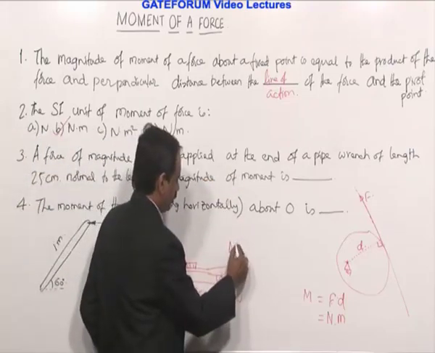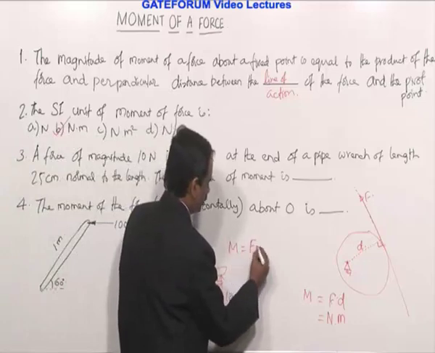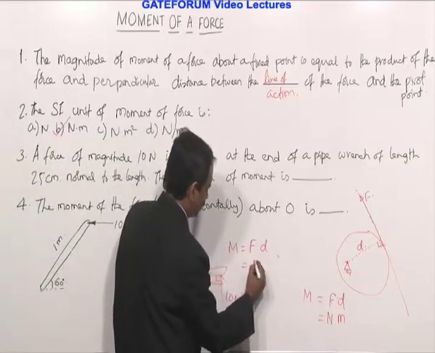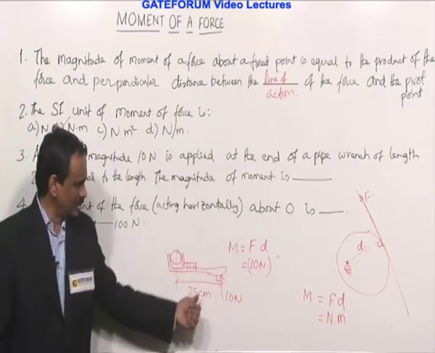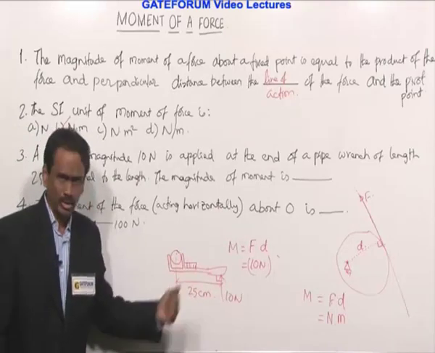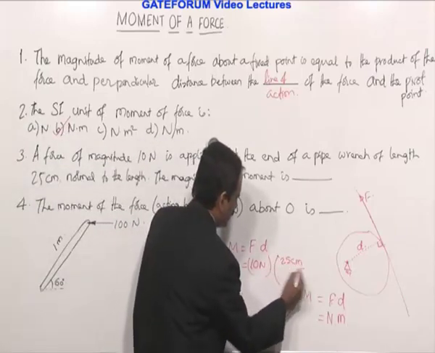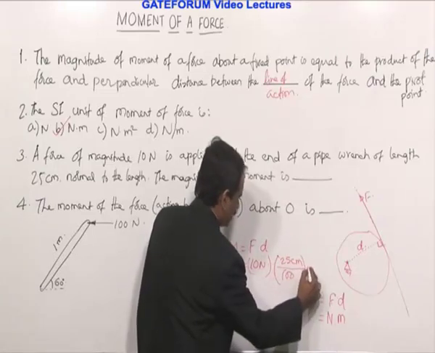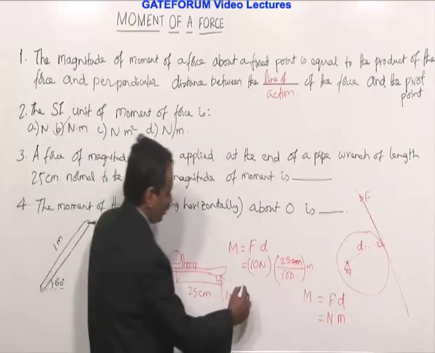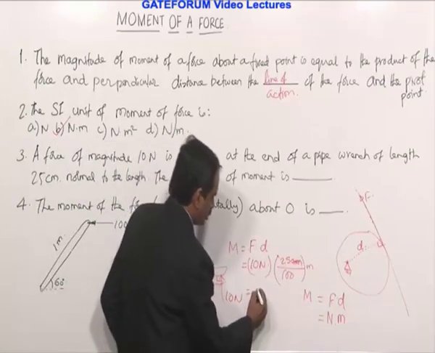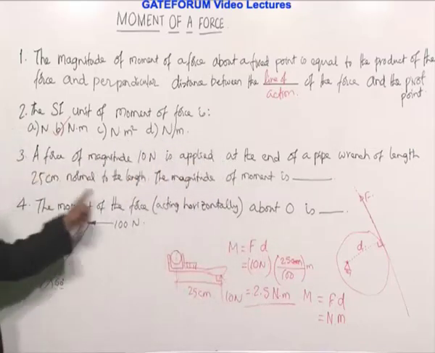What is magnitude of the moment? Force times the perpendicular distance. Force is 10 Newton, which is given in SI unit, whereas the dimension is given in non-SI unit. You have to convert this to SI unit. 25 centimeter divided by 100 will give you the D in meter. So what you will have is 2.5 Newton meter. So this is the magnitude of the moment.